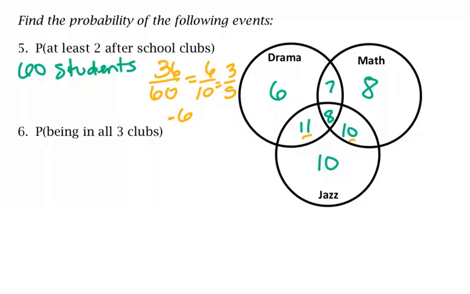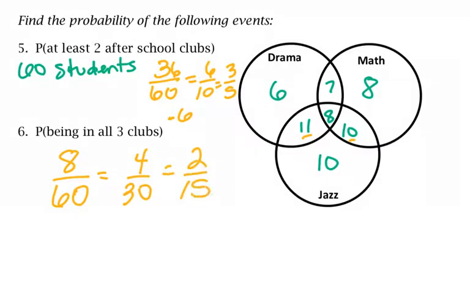All right, the probability of being in all 3 clubs. Well, how many students are in all 3 clubs? That's only 8 of them out of the 60. And so that's going to reduce to 2/15. And depending on what the directions say, you may or may not turn that into a decimal. If you are turning it into a decimal, make sure you do not round it unless you're told to, and round it the way that you're told to do it.